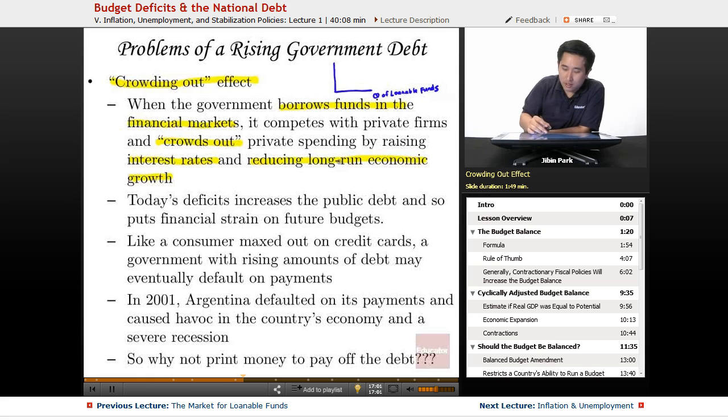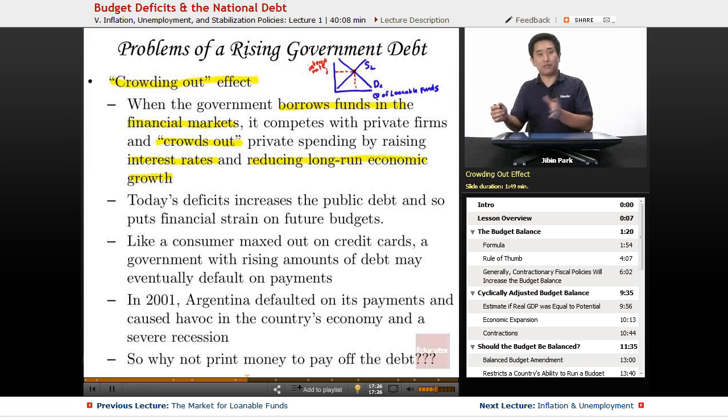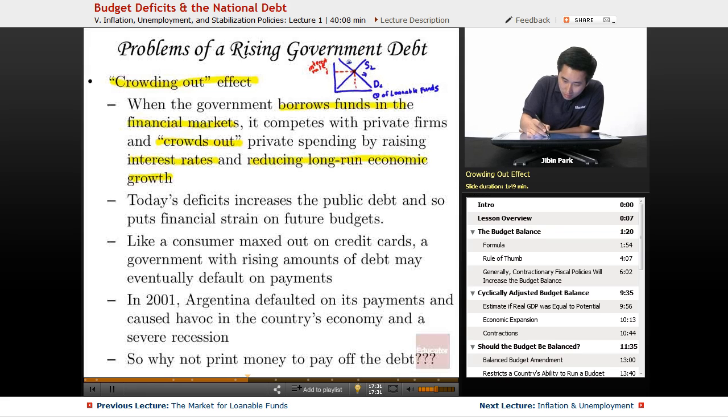Okay, if this is the quantity of loanable funds, this is the supply of loanable funds, and this is the demand for loanable funds, and this is the interest rate here. Again, what's going to happen is that when the government incurs a deficit, they're going to shift the demand for loanable funds to the right, and you have DL2 here instead of DL1.